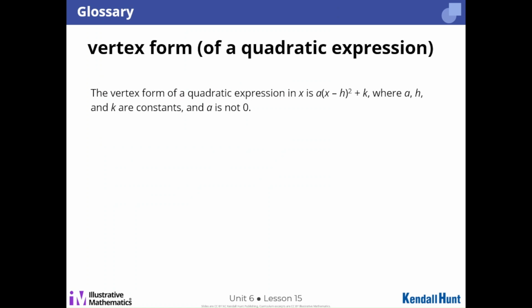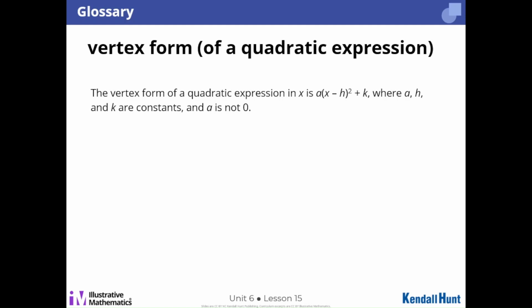We have one glossary term, and that is vertex form of a quadratic expression. And you can see here that the vertex form is a times x minus h squared plus k. And the only rule about the numbers for a, h, and k is that a is not allowed to be 0. And that's because if you multiply by 0, the squared term goes away, and this is no longer a quadratic expression.